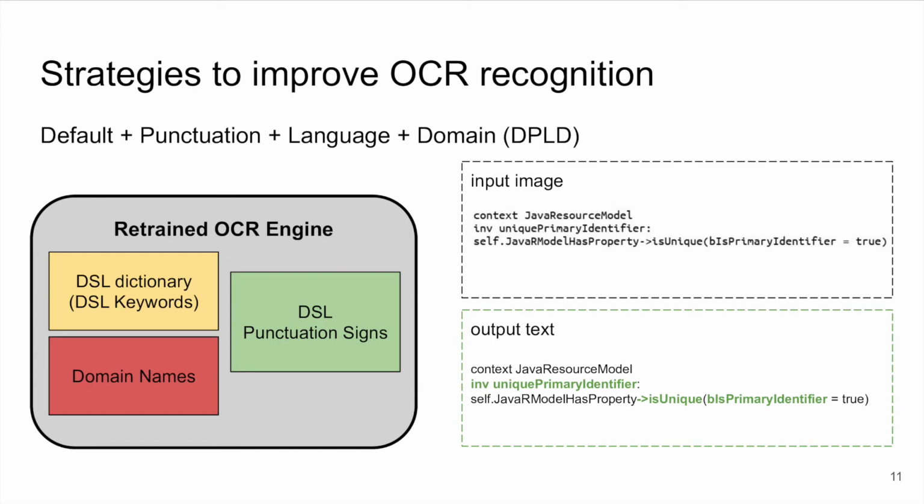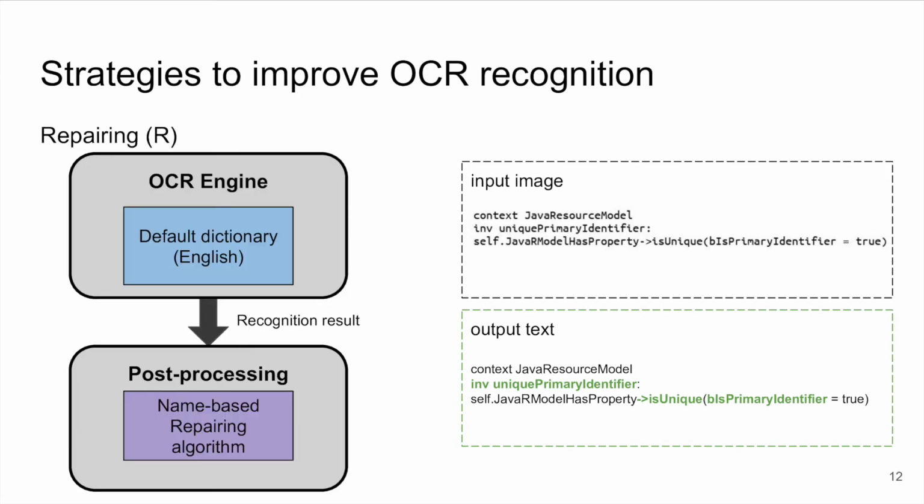We have our third strategy, which is an extension of the previous ones, and in this approach we include in the model the domain names of the expression in addition to the names in the DSL. Different expressions written in the same DSL, for example OCL, may have different domain name sets, depending on the domain itself. For example, we will add the keyword unique primary identifier with all the other words. This approach has the disadvantage that we have to generate a new OCR model for every expression that we want to identify, but it allows us to recognize most of the expression.